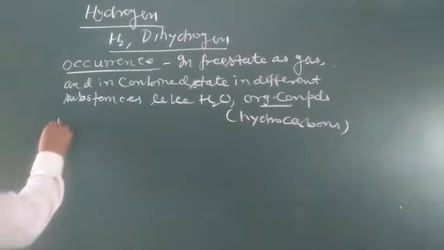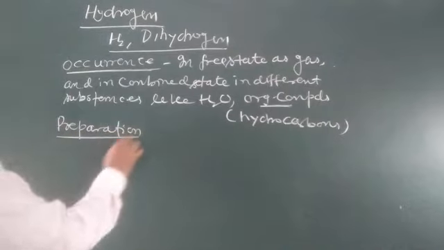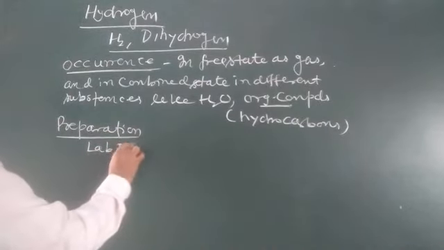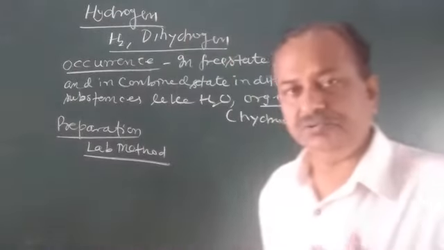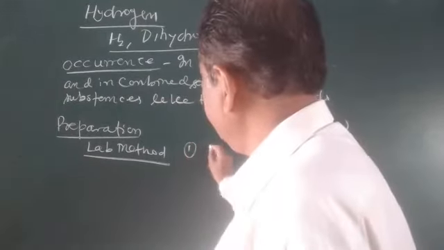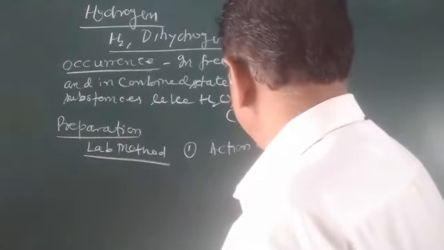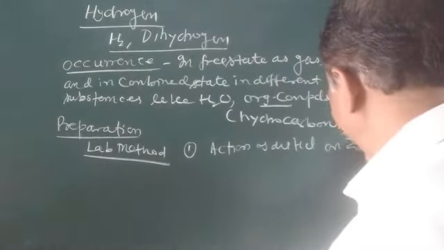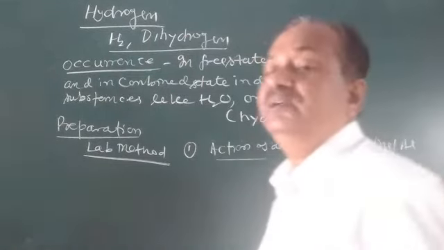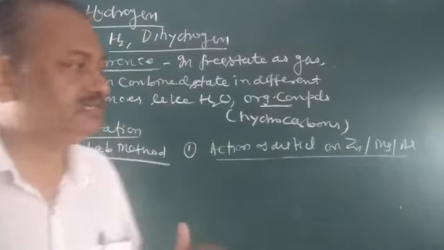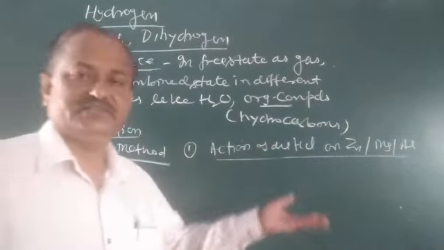Now we'll see its preparation, how it is prepared. So children, preparation, first we'll see the laboratory method, because lab method is very much important for you to know. So in laboratory we can prepare by action of dilute HCl on zinc or magnesium or aluminium or any reactive metal. Reactive metals, they displace hydrogen from the acids. So we can take zinc, magnesium, aluminium, etc.